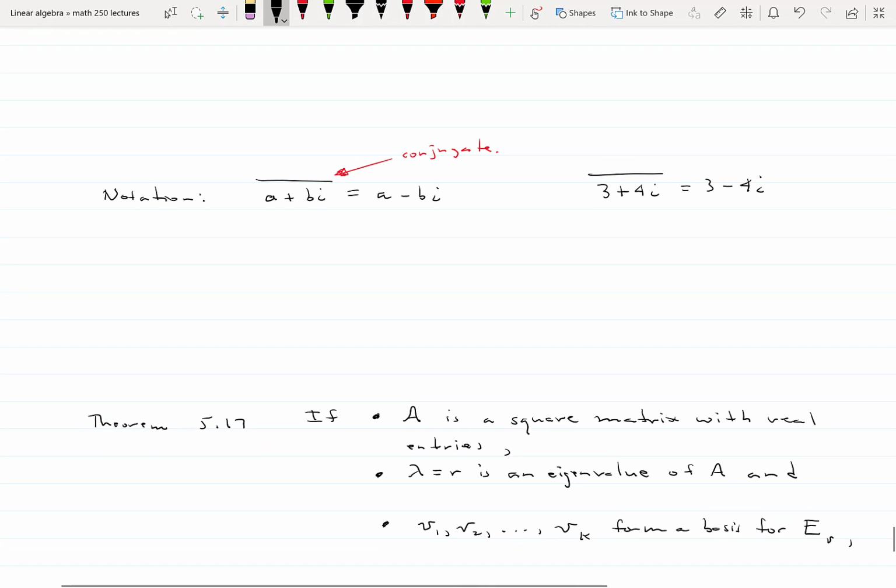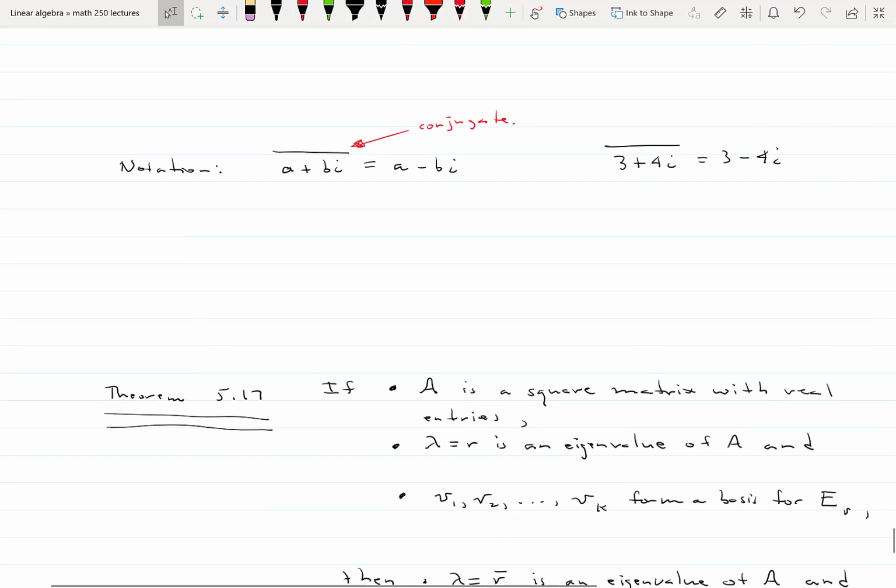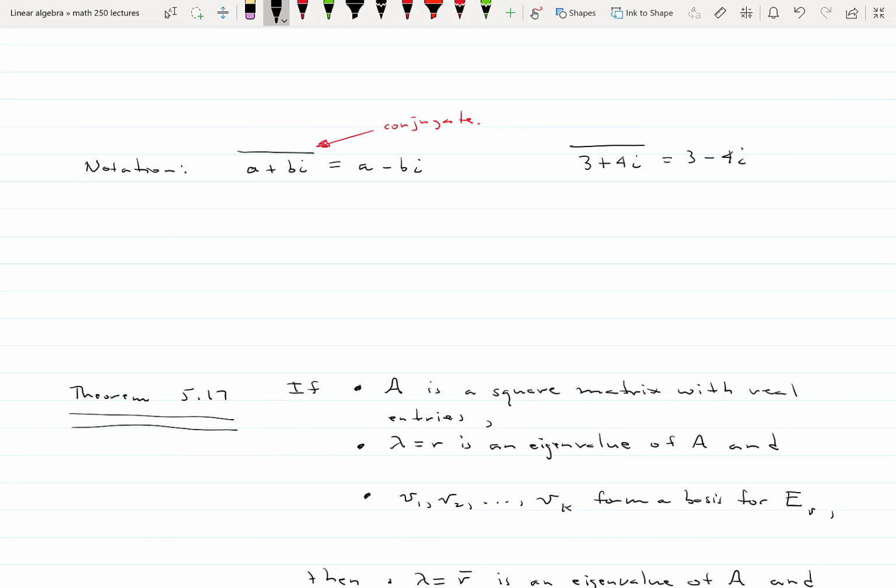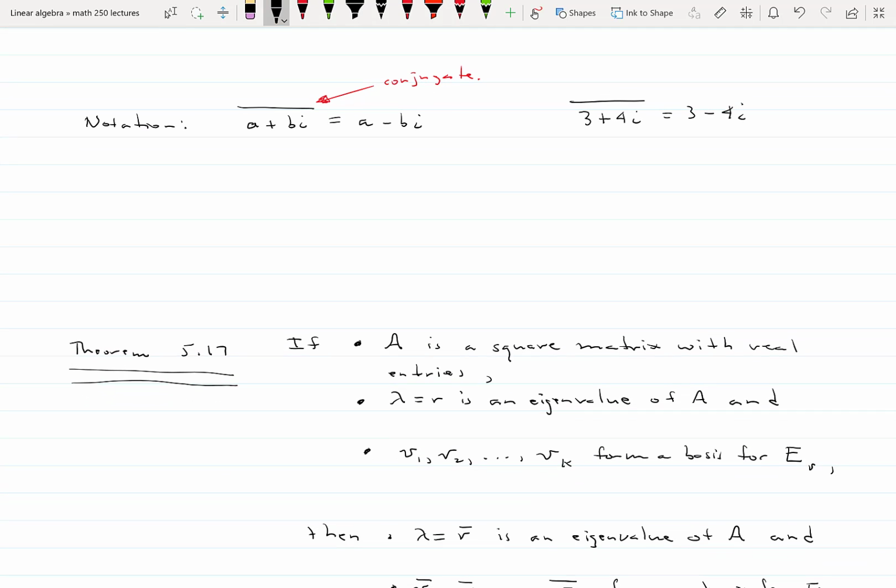So theorem 5.17 just basically says what I wrote in a sentence. Suppose we start out with a square matrix A with real entries, okay? And suppose that we find that lambda equals r is an eigenvalue of A, which could be complex. And let's say it is complex. And that we find that v1 through vk form a basis for the eigenspace corresponding to r. Then automatically we're going to find that lambda equals the conjugate of r is an eigenvalue.